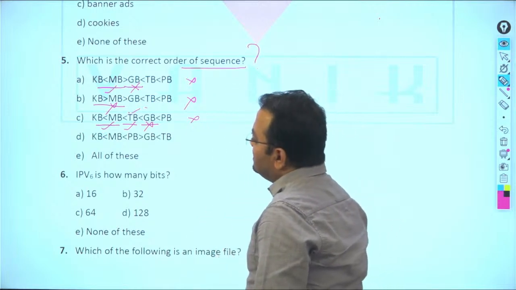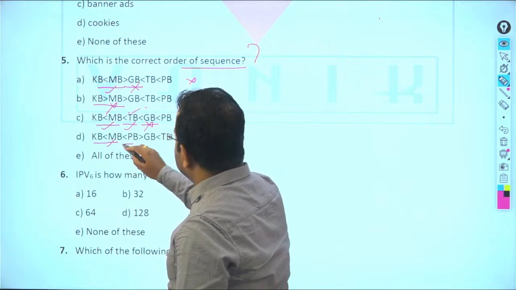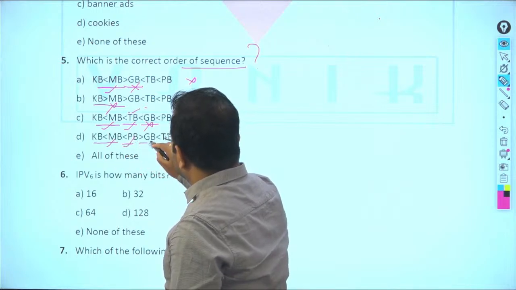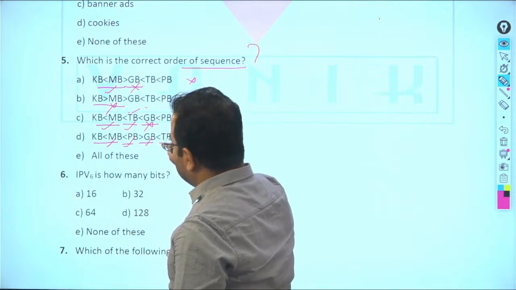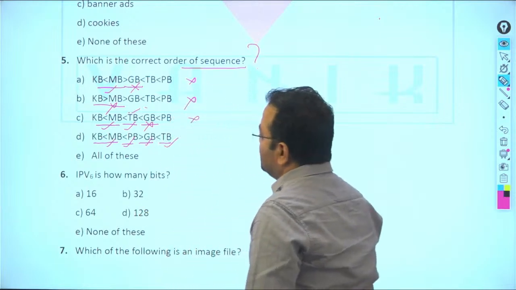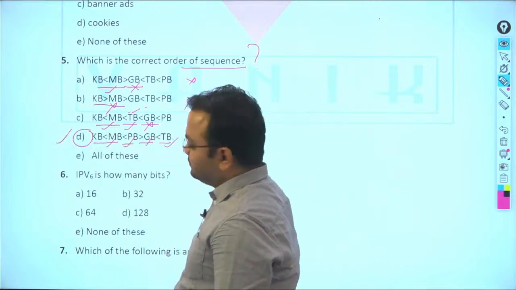Let's check out option D. Kilobyte is less than megabyte, yes, true. Megabyte is less than petabyte, yes, true. Petabyte is greater than gigabyte, yes, true. Gigabyte is less than terabyte, yes, this statement is also correct. So here question number 5, the answer is D.